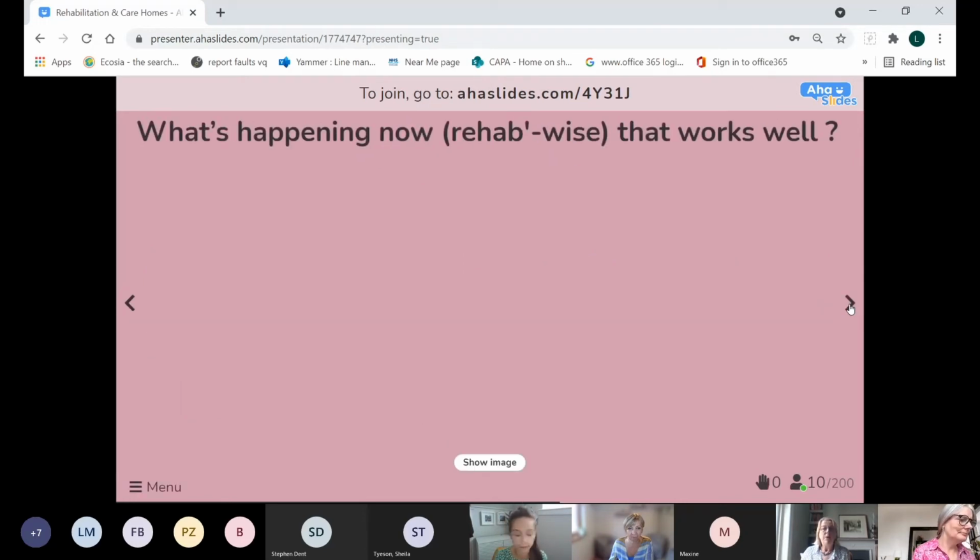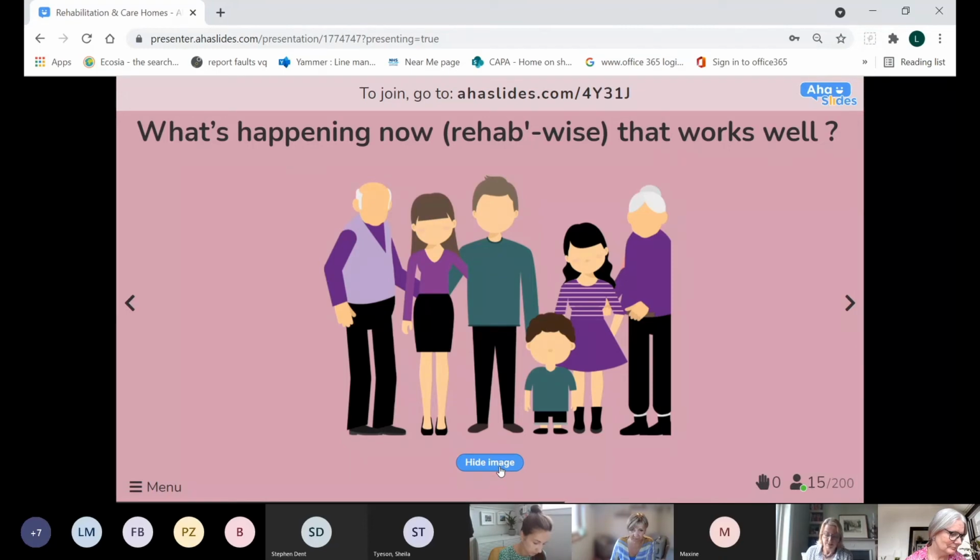Now, the thing is, we know that there's such good work going on. We know that in different care homes, in different organizations and so on, working with older people, there's really good work going on. And it'd be lovely to hear maybe if there's 2 or 3 little stories or examples or thoughts that you were able to pop into your phone. It would be really nice to hear what's happening at the moment that works well.